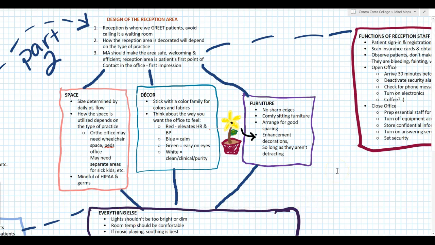When we're looking at decor options, we want to make sure that we are sticking with one color family for all the colors and fabrics. Varying shades of a color family tend to work better so that we create a unified and continuous color palette throughout the office. We want to think about the way that we want the office to feel for the patient. The color red is used to elevate heart rate and blood pressure.